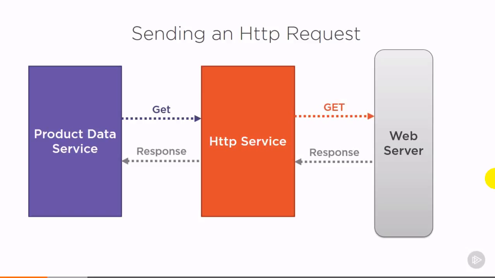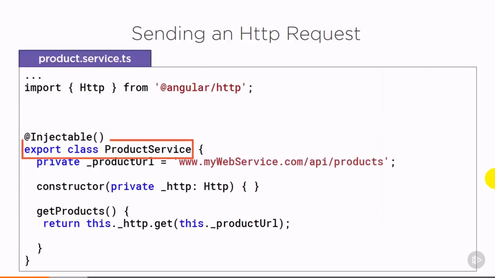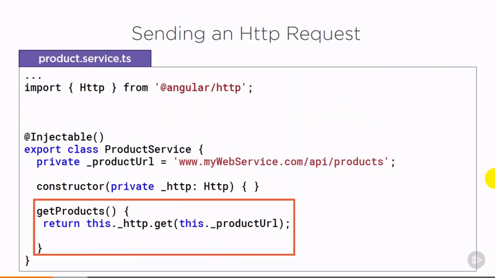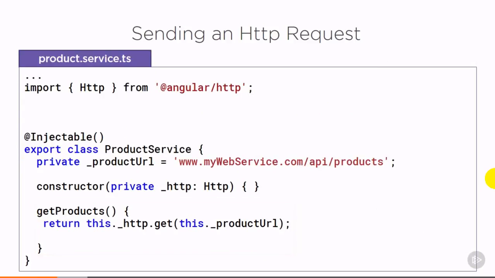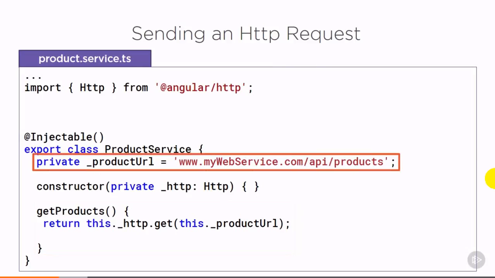What does this look like in code? This is the product service we built in the last module, modified to retrieve the products using Angular's HTTP service. Let's walk through this code. First, we specify a URL to the products on the web server. This defines where we send our HTTP requests. Note that this URL is shown for illustration purposes only and is not a real URL.